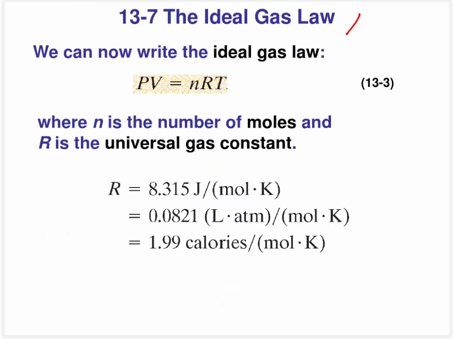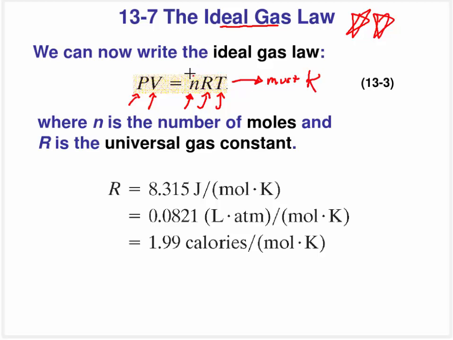So now we can introduce a very, very important equation. It's going to be the ideal gas law, and rather than write the proportionality that we had earlier, we're going to say that the pressure times the volume is equal to the number of moles multiplied by some constant multiplied by the temperature of the gas. Now, a couple things to keep in mind here: this temperature of the gas must be in Kelvin.